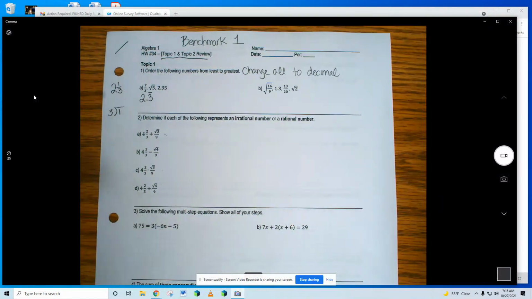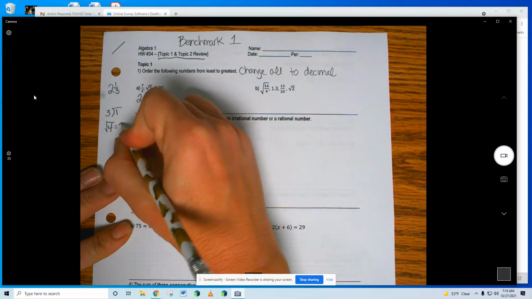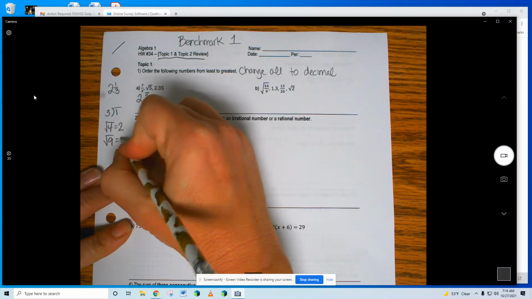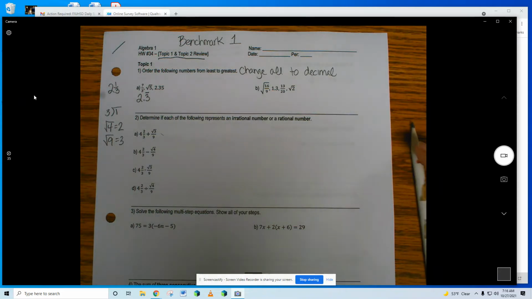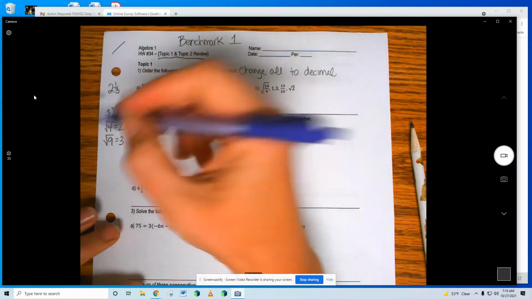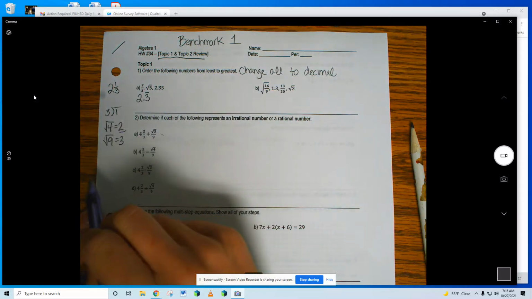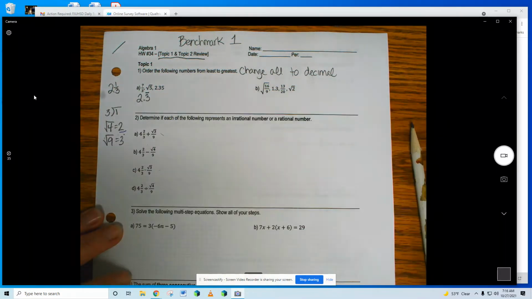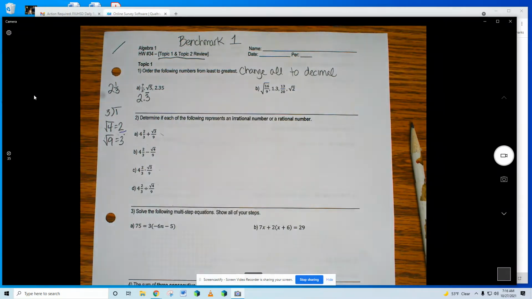Radical 5, all right, there's another one. You have to think of all the perfect squares that you know. You know that the square root of 4 equals 2, and the square root of 9 equals 3. Well, the square root of 5 is right in the middle of those, and it's really close to the square root of 4. So what could we say would be an approximate value of radical 5? 2 point what?